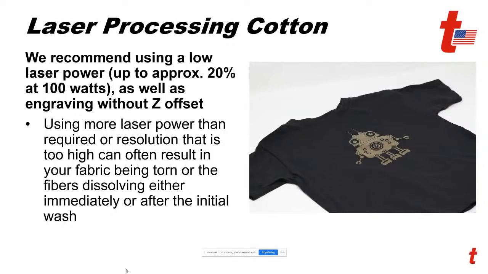We recommend using low power when processing cotton, about 20% of 100 watts. So if you've got an 80 watts, you're going to be about 15%, as well as moving the Z offset. I do also recommend when processing cotton, besides adjusting your Z axis, something that I've always used in the past is slightly wetting down that fabric. Wetting it down is going to reduce the chance of any of those fibers being broken from the lasering process.